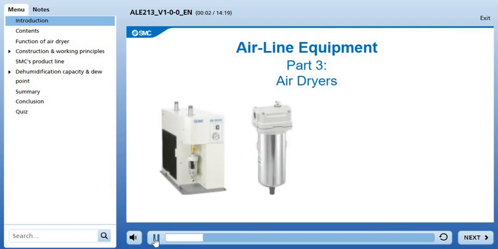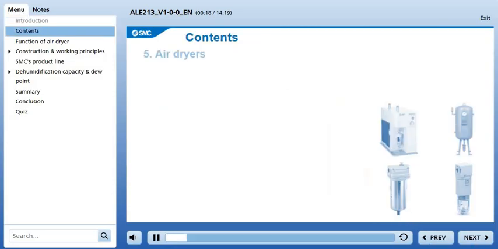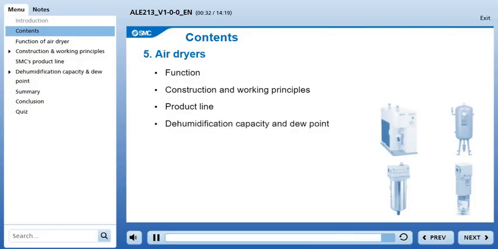Welcome to the e-learning module, Airline Equipment Part 3. In this module, we will explore the function, construction, working principles and product line of air dryers, as well as dehumidification capacity and dew point. Here are the contents of Part 3. The function of air dryers, construction and working principles, SMC's product line of air dryers, dehumidification capacity and dew point.